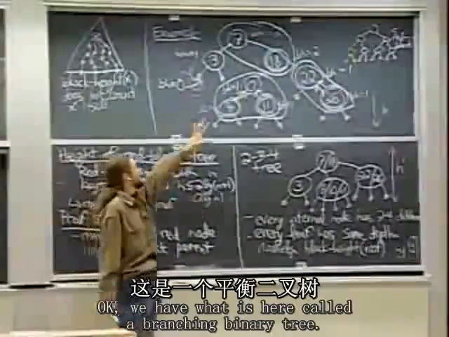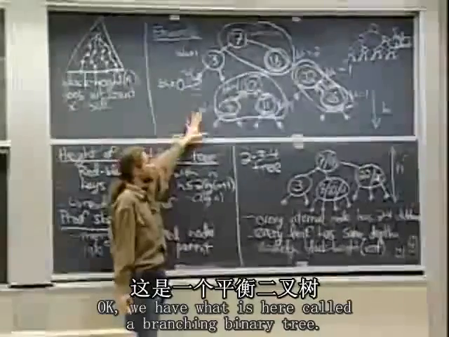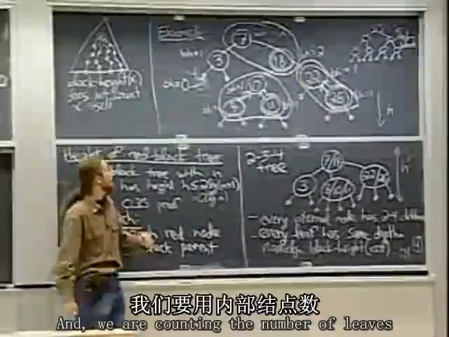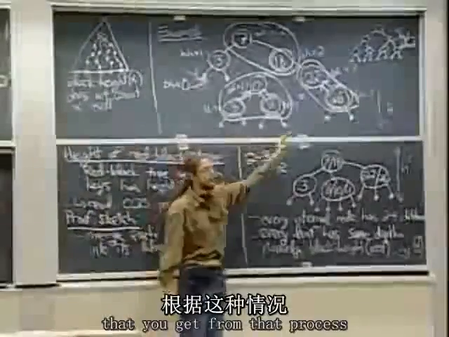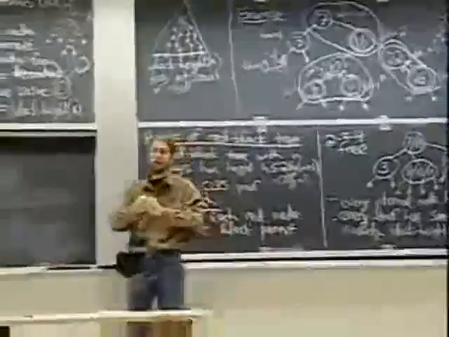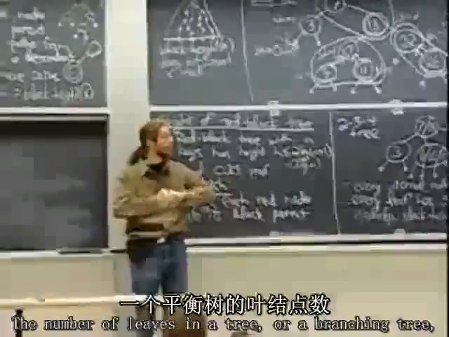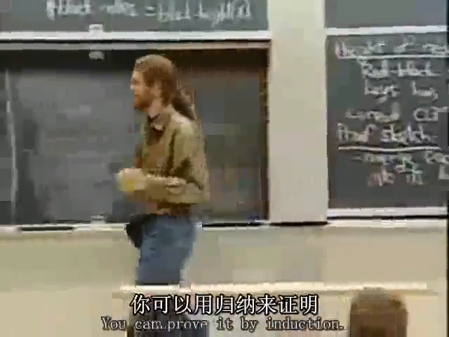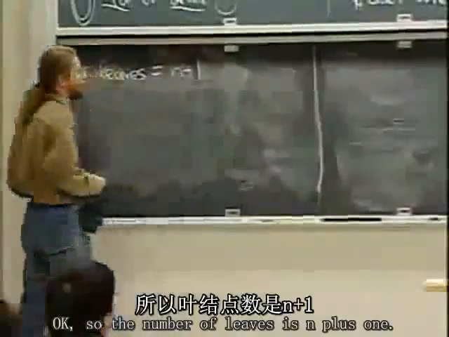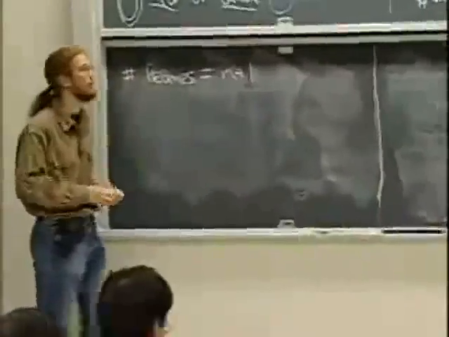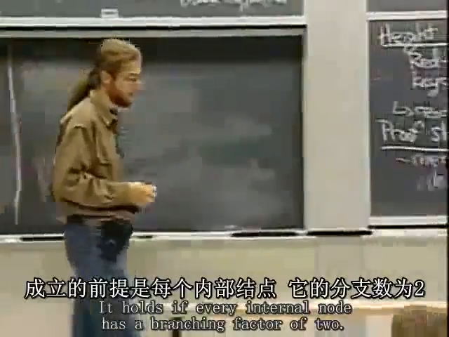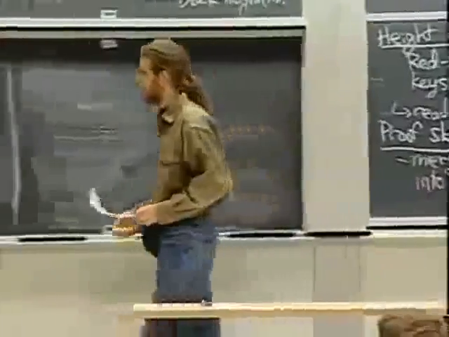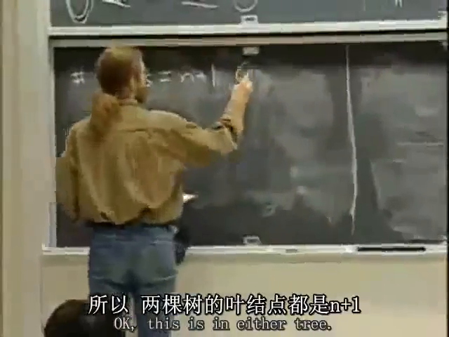Okay, but we have what is here called a branching binary tree. Every internal node has exactly 2 children. And we're counting the number of leaves that you get from that process in terms of the number of internal nodes. The number of leaves in a branching tree is always 1 plus the number of internal nodes. You should know that. You can prove it by induction. So the number of leaves is n plus 1. It doesn't hold if you have a single child. It holds if every internal node has a branching factor of 2. This is in either tree.